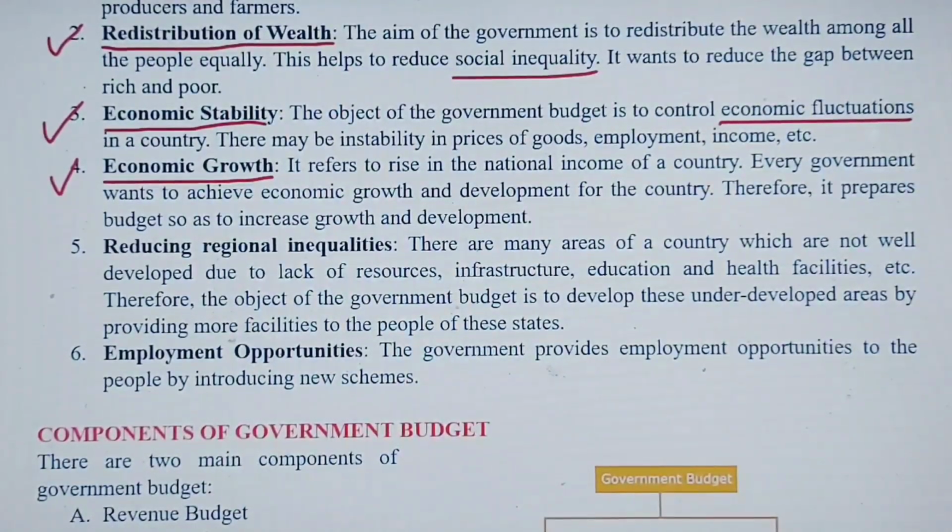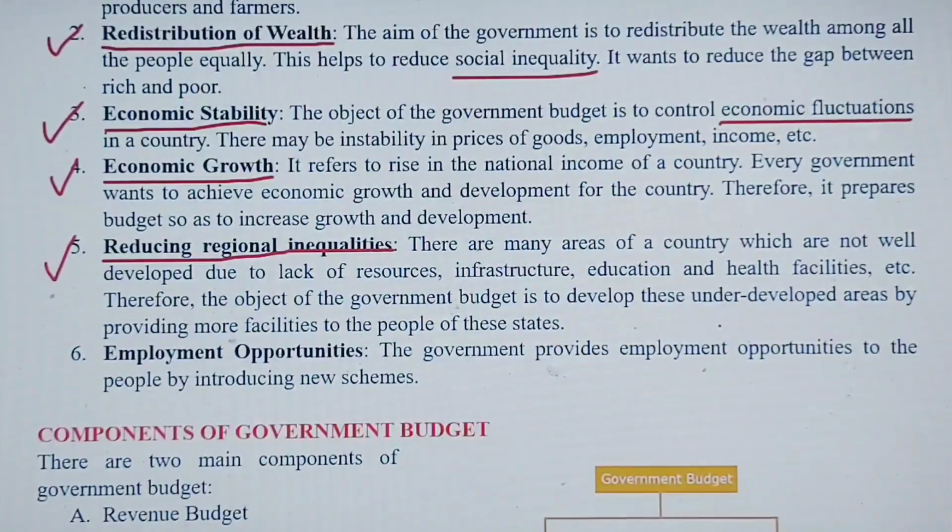Okay, then we have the next objective, reducing regional inequalities. Now there are many areas in our country which are not well developed due to lack of resources, infrastructure, education and health facilities, and therefore the object of the government is to develop these underdeveloped areas by providing more facilities to the people living in these states.